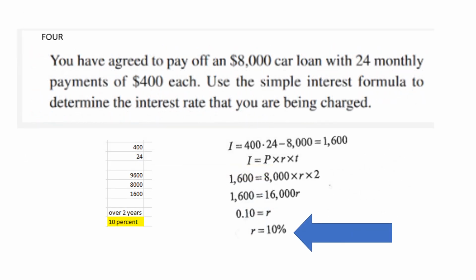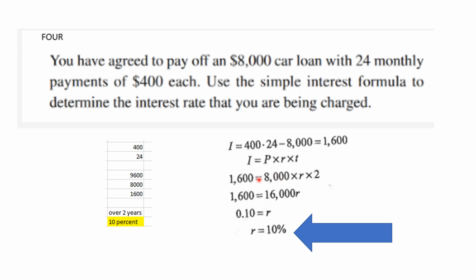Number four, you have agreed to pay off an $8,000 car loan with 24 monthly payments of $400 each. Use a simple interest formula to determine the interest rate you are being charged, and this is an annual percentage rate because it didn't talk about that, and again, it's a simple interest formula. So the interest that you pay, or the total amount you pay, I suppose, is 400 times 24, which is 9,600, which is 1,600 more. So the interest that you're paying is the 1,600.